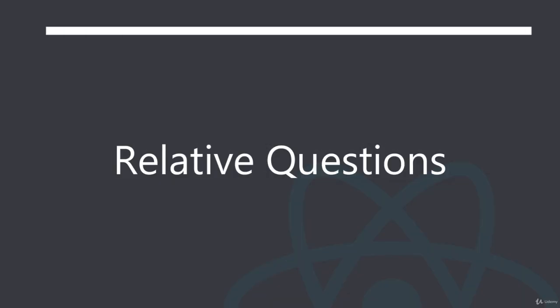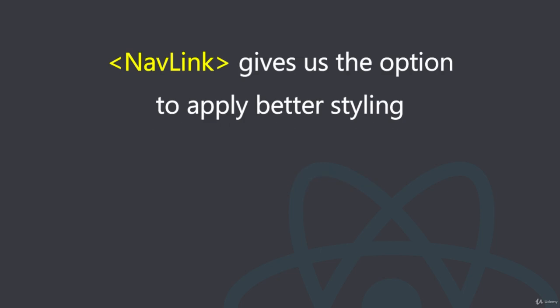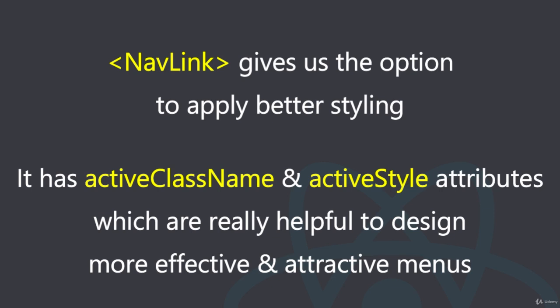Now let's talk about the related questions. The first question is, explain the difference between Link and NavLink. So we have seen that NavLink gives us the option to apply better styling. It has activeClassName and activeStyle like attributes, which are really helpful to design more effective and attractive menus.